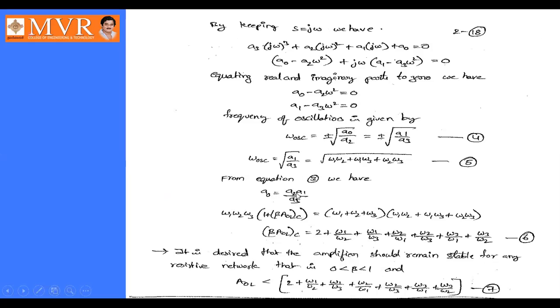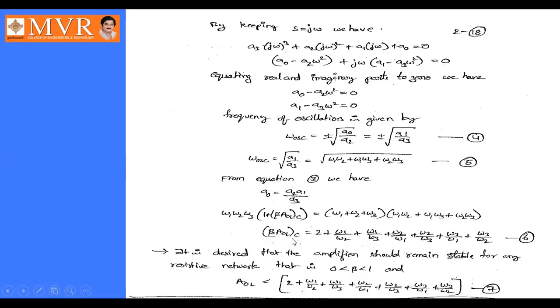That means in the place of a0 we can write this equation also. So from equation 3 we can write like this: omega 1 into omega 2 into omega 3 into 1 plus beta AOL into C is equal to omega 1 into omega 2. In the place of a0, we write a2 a1 by a3, and as a3 is equal to 1, this is a2 into a3.